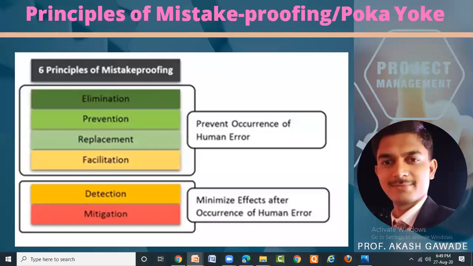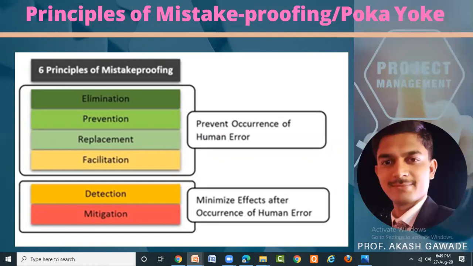The next one is the principles of mistake proofing, Poka Yoke. Mistake proofing means Poka Yoke devices. There are 6 principles of mistake proofing. The first one is elimination, then prevention, replacement, isolation. All are related to preventing the occurrence of human error. And detection and mitigation are to minimize the effects of the occurrence of human error.